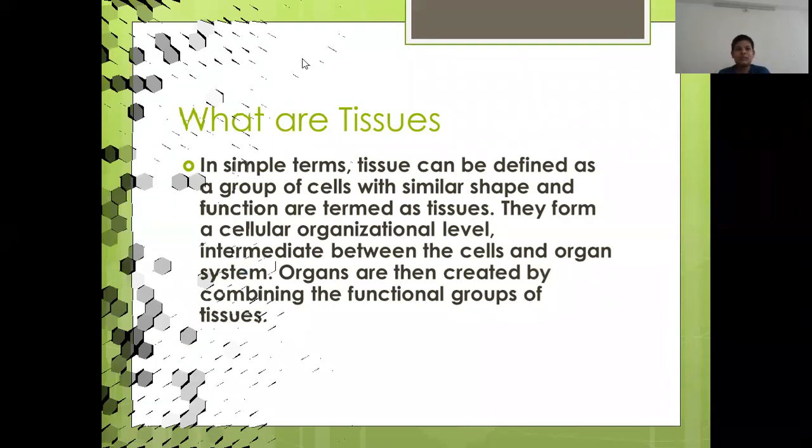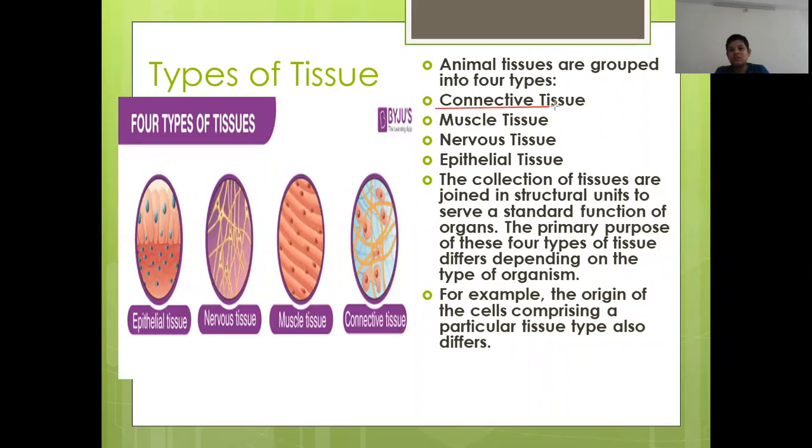Now let's talk about types of tissues. There are four types of tissues. First is connective tissue, then muscle tissue, nervous tissue, and epithelial tissue. We will study about them. The collection of tissues are joined in structural units to serve a standard function of organs. So like I told, they form organs by combining together and forming a structural unit.